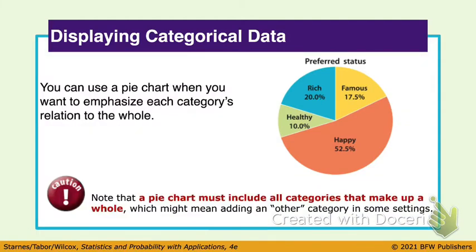All right, so a pie chart is when you want to emphasize each category's relation to the whole. Here's the big idea, though, the big caution. A pie chart must include all categories that make up the whole, meaning sometimes you're going to have to add an other category in some settings.